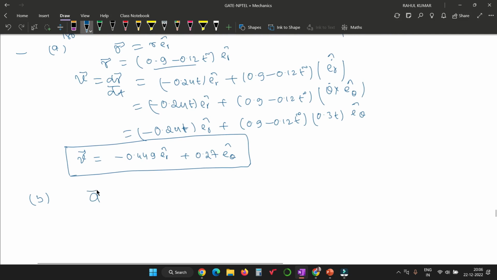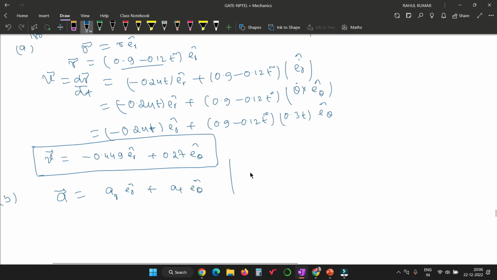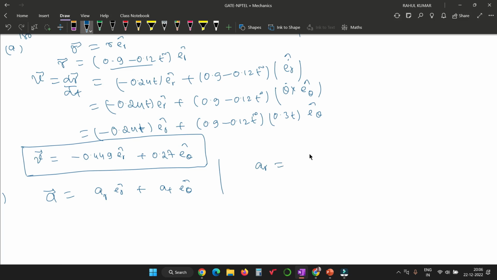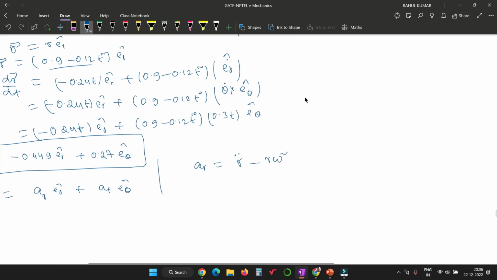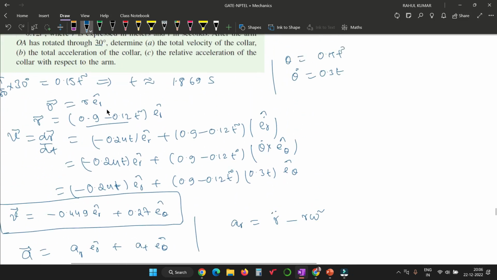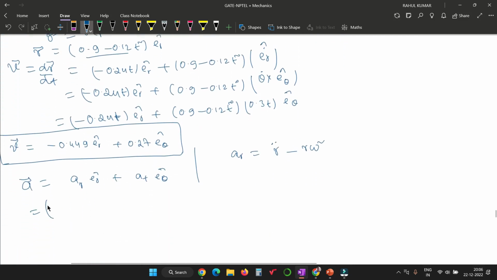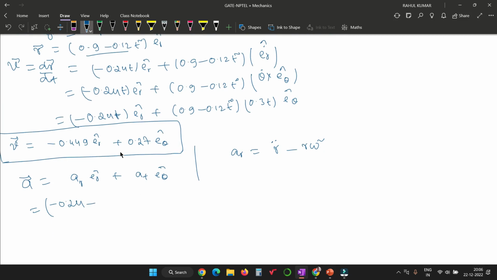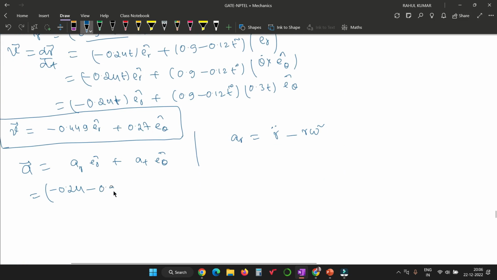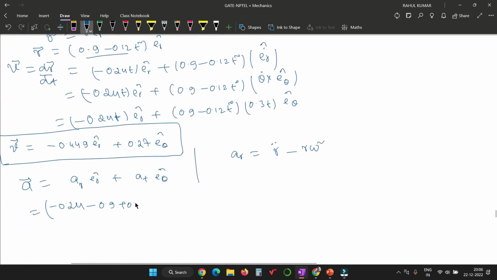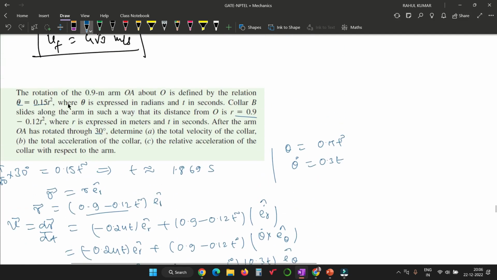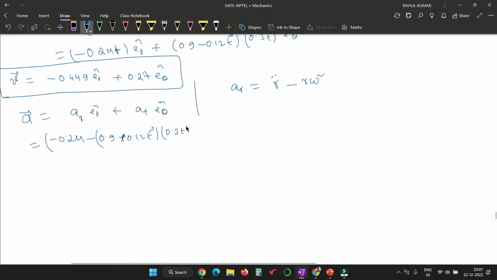I've already told you, so if you want to determine the acceleration, first you have to find the radial component, which is a_r e_r, and the tangential component a_theta e_theta. a_r is the acceleration in the radial direction, so r double dot minus r omega square. So what is r double dot? Here it is minus 0.24, minus r omega square. r is 0.9 minus 0.12 t square, and omega is the derivative, 0.3 t. This is the radial component.